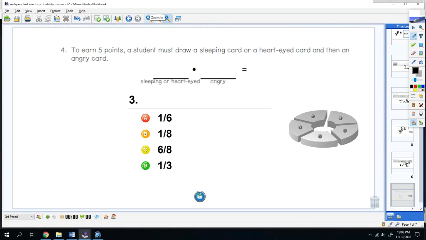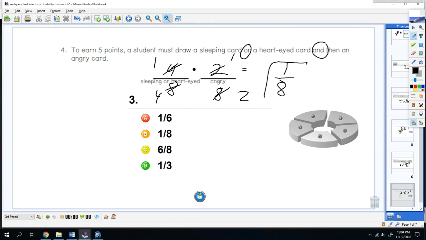To earn 5 points, a student must draw a sleeping card or a heart card, and then an angry card. So or, add, and multiply. So sleeping, there's 2 sleeping, and then there's 2 hearts. So it'd be 4/8. And then there's 2 angry cards. So it'd be 2/8. So 4/8 can be simplified down to 1/2, and this be 1/4. So it'd be 1 over 8 as your probability when you multiply it.